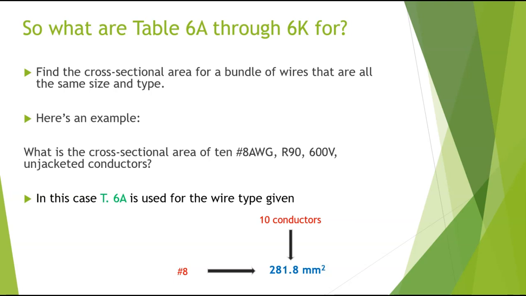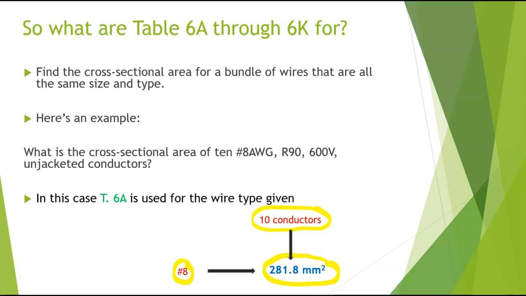So what we would do, go to table 6A, and we would look for the intersection of number 8 as a row and then the column that is associated with 10 of these conductors. And when we see the intersection of those two values, the column of 10 and the row of number 8 AWG, we see that this bundle would have a combined cross-sectional area of 281.8 millimeters squared.